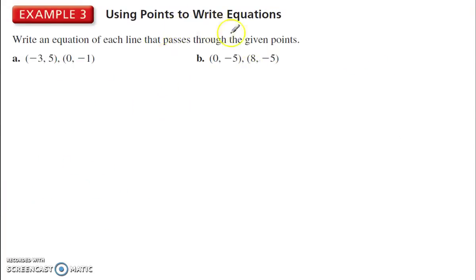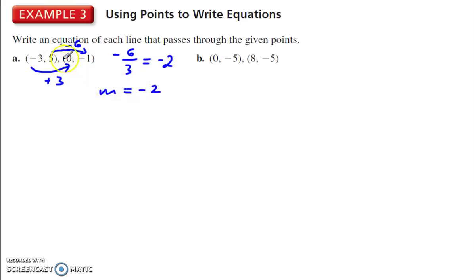All right, using points to write equations. Okay, first thing I'm going to do when I have 2 points is find the slope. Remember, slope is the change in y over the change in x. So from 5 to get to negative 1, I have to subtract 6. From negative 3 to get to 0, I have to add 3. So I have negative 6 over 3, and that can be simplified down to negative 2. That's my slope. M equals negative 2.